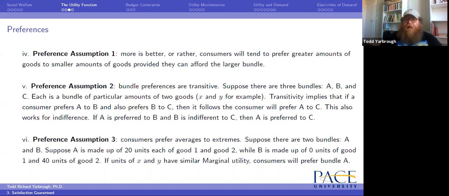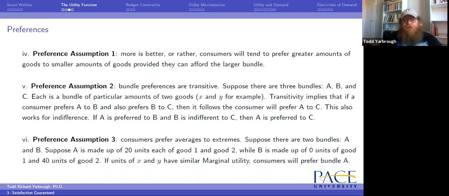If I prefer bundle A to B, and I prefer bundle B to C, then the transitivity property just means that I would also prefer A to C, right? That's what we mean by transitivity. So if I prefer A to B, and I prefer B to C, then we're going to assume that I would also prefer A to C. Again, this may seem like kind of a weird assumption to make, but I can assure you it's very crucial to our understanding of what we will later call revealed preference. That is to say, we can actually uncover individual preferences by simply looking at how people behave. And this assumption is very important.